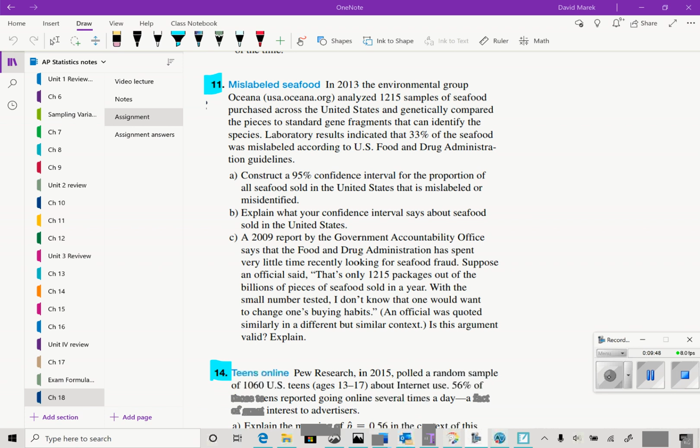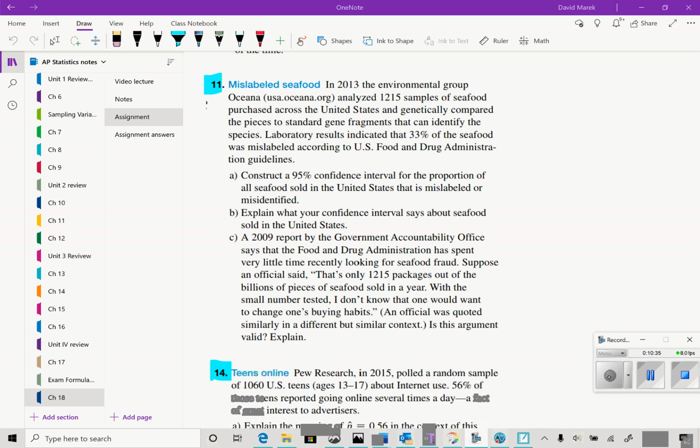Then for part C, a 2009 report by the GAO. Again, if you've been paying attention to the news, you've heard of these people mentioned frequently. It says that the FDA has spent very little time recently looking for seafood fraud. Suppose an official had said, that's only 1,215 packages out of billions of pieces of seafood sold in a year. With the small number tested, I don't know that one would want to change one's buying habits. Now, that's not the exact quote, but it's amazingly similar to something that an official did say in a very similar context.